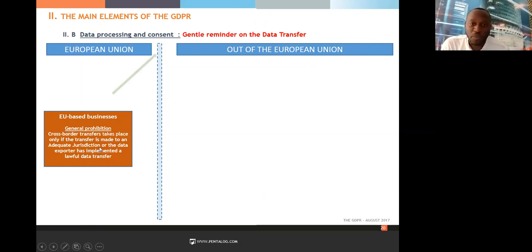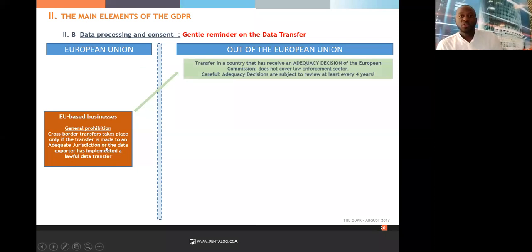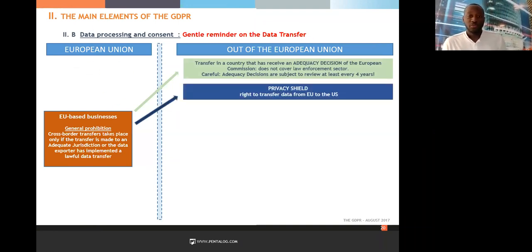First, transfer to a country that has received an adequacy decision. Remember, more or less every 4 years, the Commission reviews the list of countries having an adequacy decision. Today, there are around 11 or 12 countries on the list. If you're not on the list, what's going on for you? Are you located in the United States? You should be registered under the Privacy Shield. That only means that you have the right to receive data from Europe. That doesn't mean you are compliant with the GDPR. Careful. Be very careful about it.